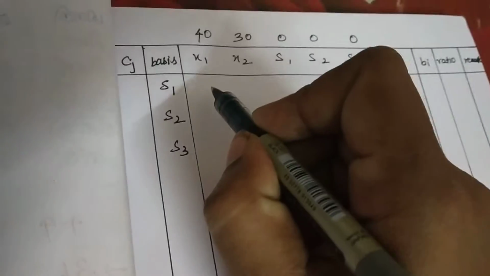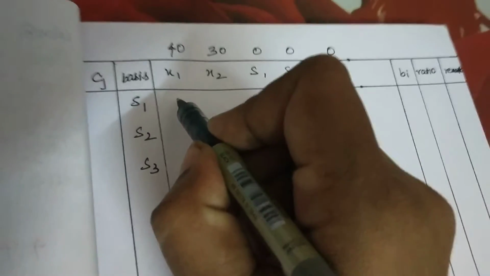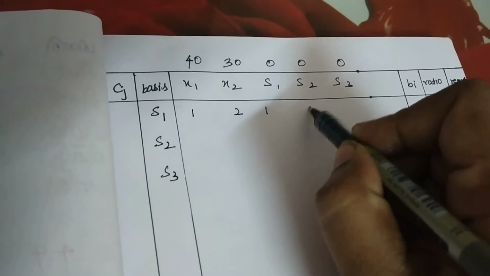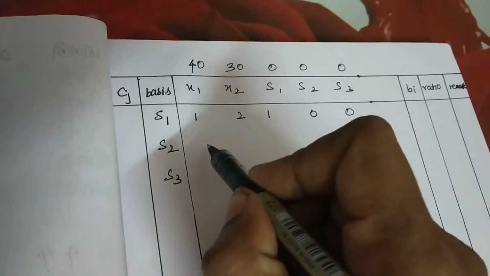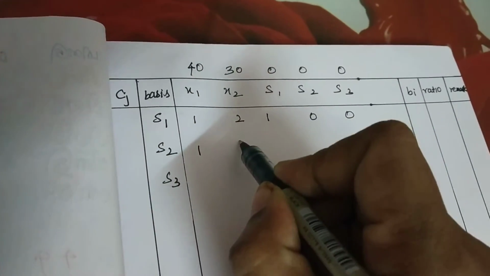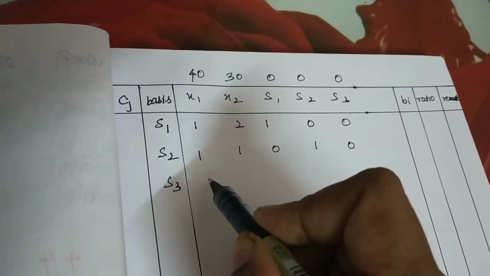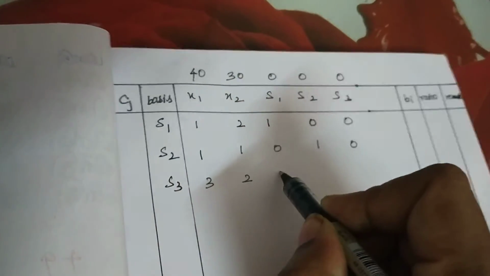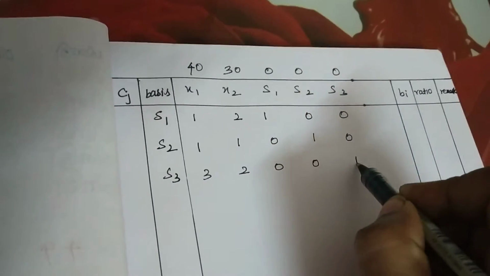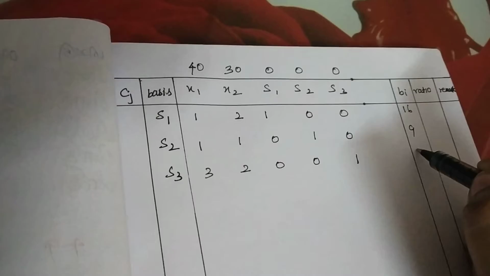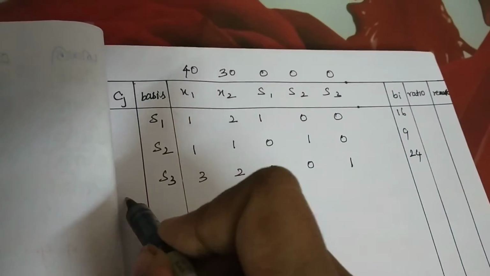So just write down the coefficient matrix, that is 1, 2, 1, 0, 0. And then the second row 1, 1, 0, 1, 0. Third row 3, 2, 0, 0, 1. And then bi we have 16, 9, 24. So this is the first table.